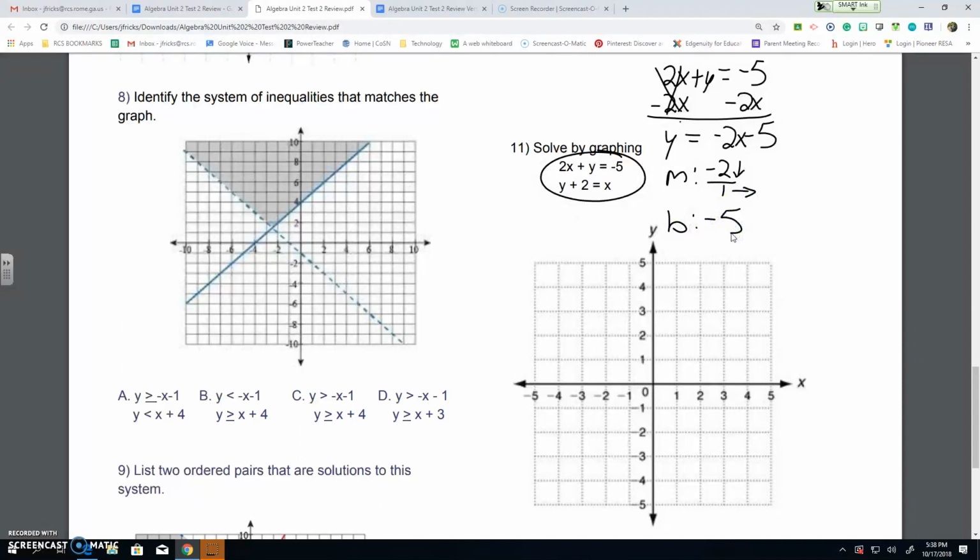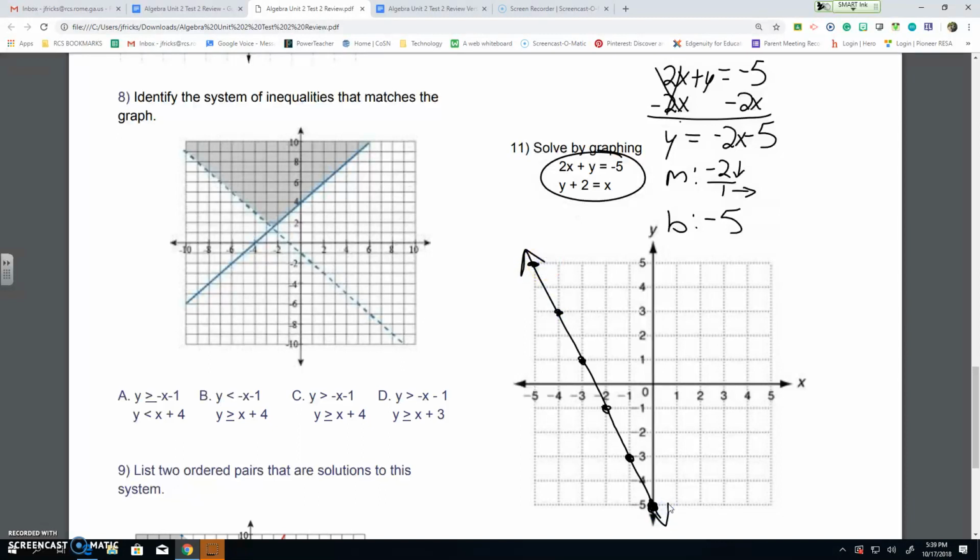So to do this one, we're going to go down 5 and put a point. And then, like I said, we'll go down 2 and right 1, but we can't do that here. So instead, we do the opposite. So instead of going down, we go up, and instead of going right, we go left. So we go up and left, up and left, up and left, until we run out of space. And we run out of space there. So after that, we can take and connect all of our dots and draw our line.